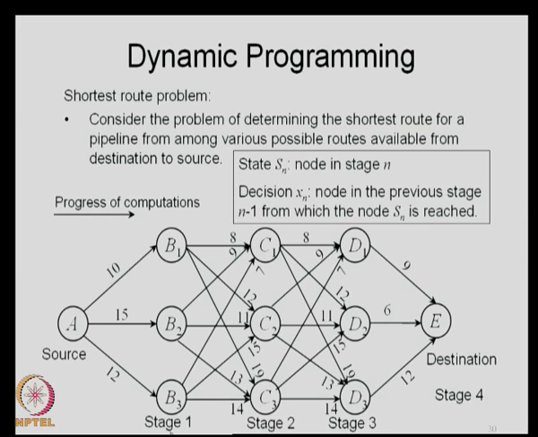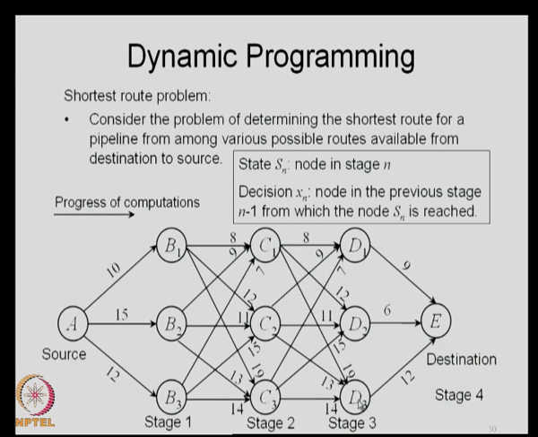We ask the question at stage 1, if I am in node B1, from where I should have come, if I am in node B2, from where I should have come, etc. Stage number 1 computation is trivial, but when we go to, say, stage 2, if I am in a given node C2 in stage 2, whether I should come from B1 or B2 or B3, such that the total distance covered from the source up to this point is a minimum.